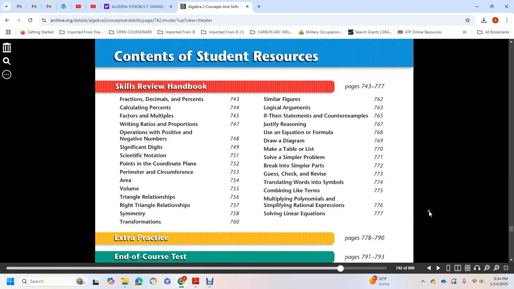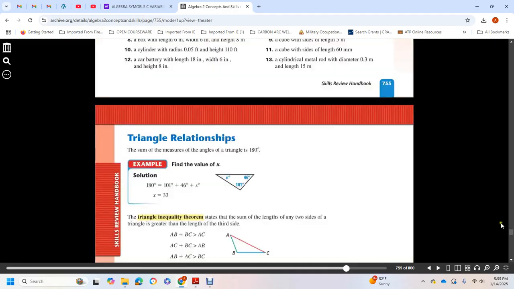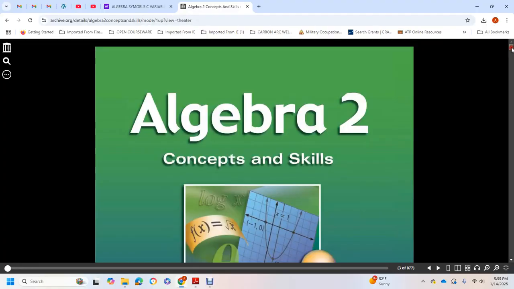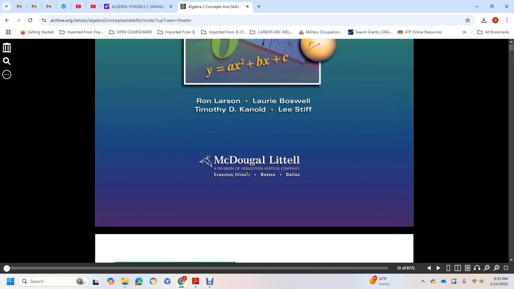Yep, that was the rest of the book, and we got student resources, some relationships of equations, and this was Algebra 2 Concepts and Skills, McDougal Littell, publisher.